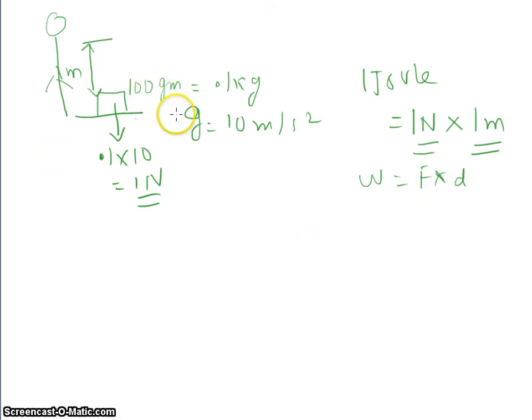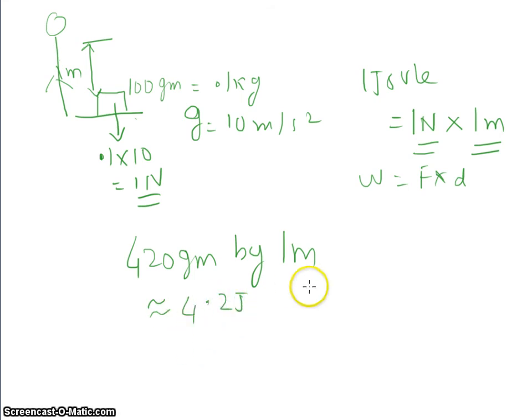Okay, so if you can imagine, about 420 grams, I'm lifting 420 grams by 1 meter. So that's approximately the amount of energy that I'm going to spend, approximately 4.2 joules. Why? Because 420 grams is 4.2 Newton by 1 meter. The force into displacement, that's 4.2 joules.